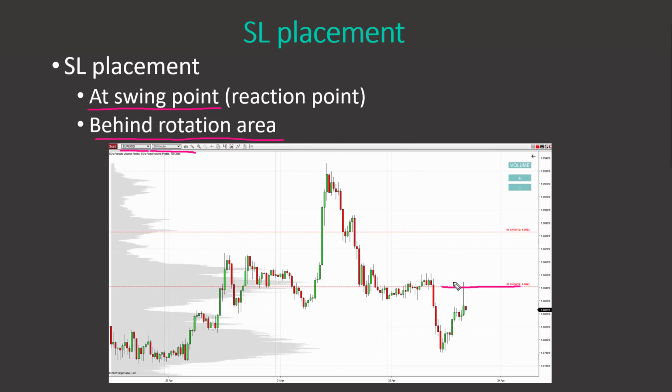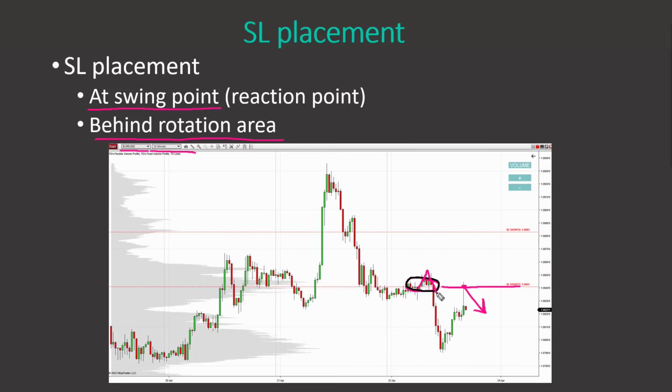Let me first talk about this one. There was a short level, and it was based on this little rotation in which heavy volumes were accumulated. So the idea behind this was to go short from here. Now, talking about stop loss placement here, let's follow these two rules, all right? The stop loss needs to be behind a rotation area. This is the rotation area. And at a swing point. By swing point, I mean the high of that rotation area, which would be this place, right?